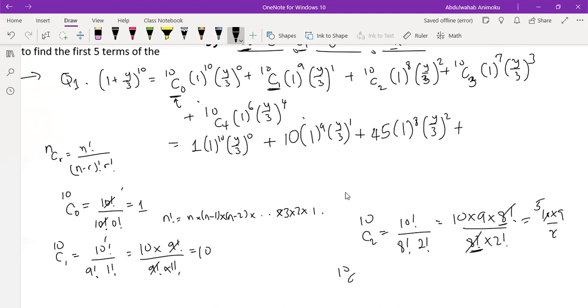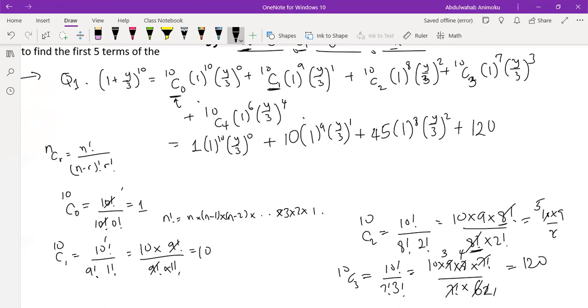Now the next one, 10 combination 3, 10 factorial over 7 factorial times 3 factorial. That's 10 times 9 times 8 times 7 factorial, over 7 factorial times 3 factorial. 3 factorial is 3 times 2, which is 6. So we can simplify this: 3 into 9 is 3, 2 into 8 is 4. So we have 12 times 10, which is 120. So we have 120, 1 raised to the power 7, y over 3 raised to the power 3. Then the last one, 10 combination 4, which is what? 10 factorial over 4 factorial.